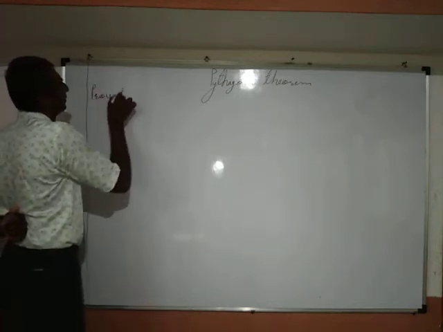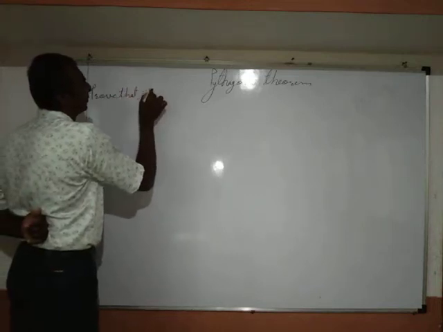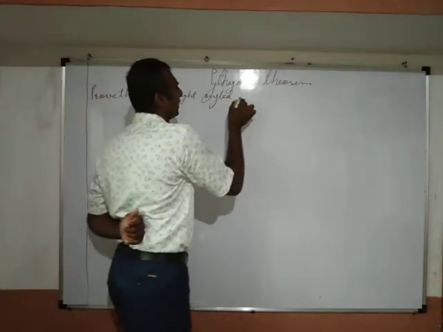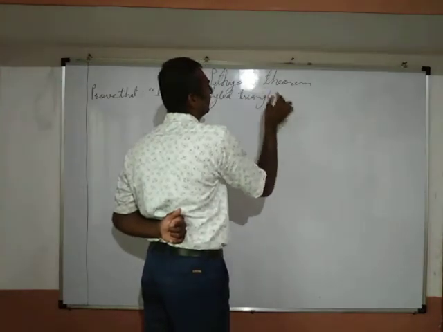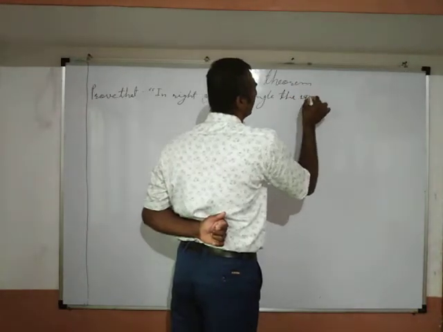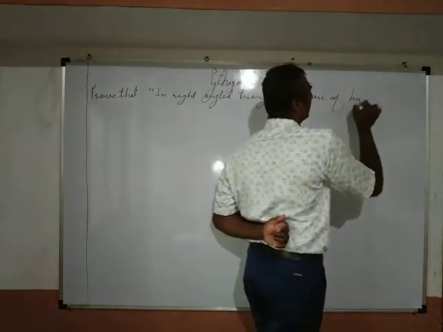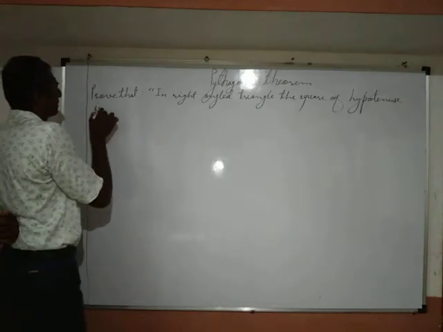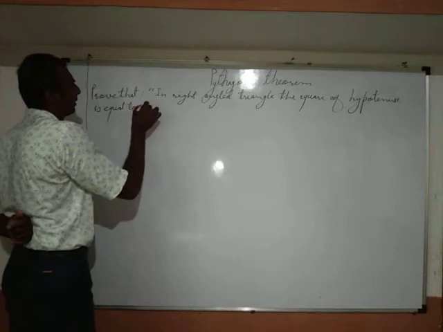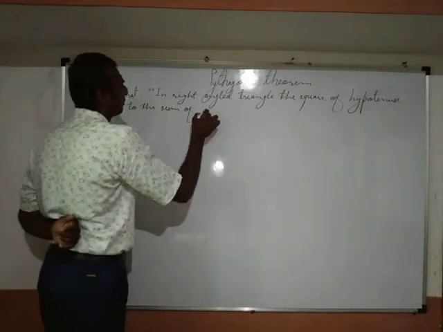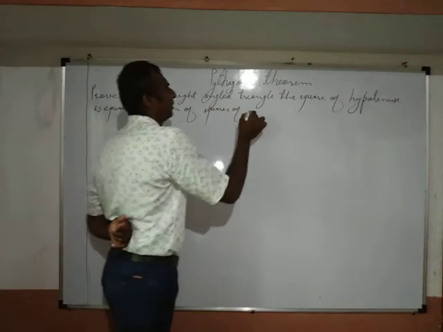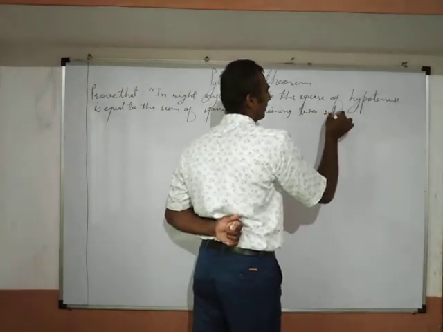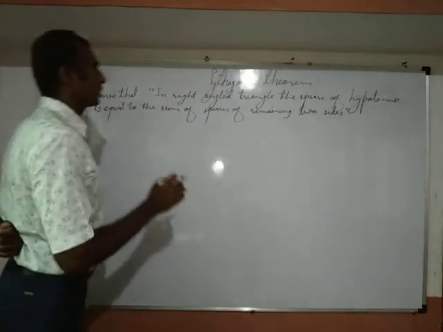Prove that in a right angled triangle, the square of the hypotenuse is equal to the sum of squares of the remaining two sides. Okay, now let's give its solution.